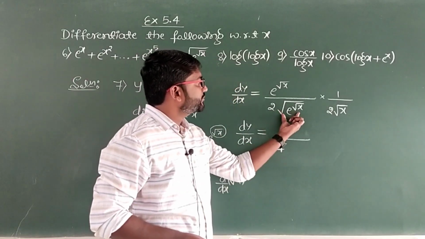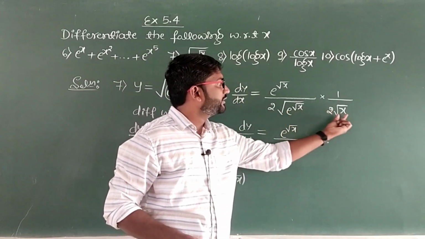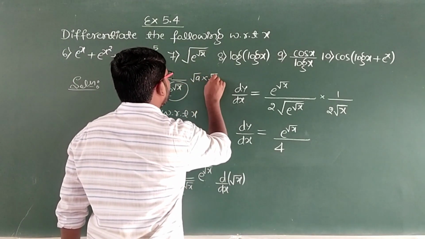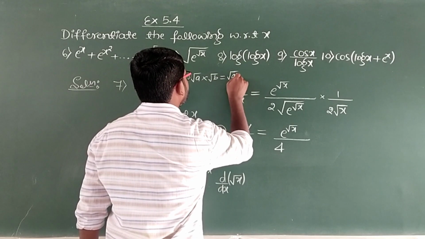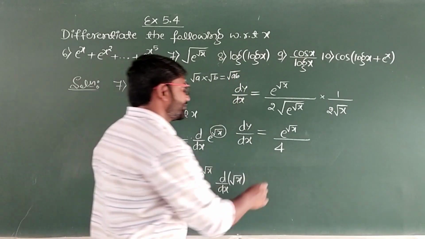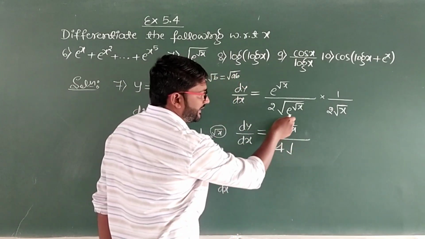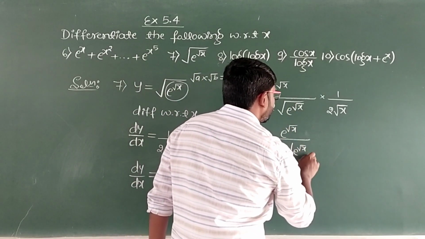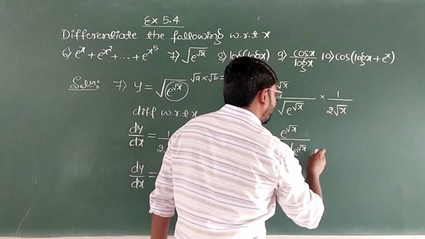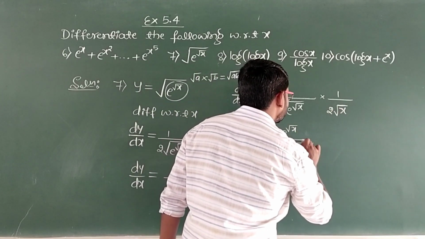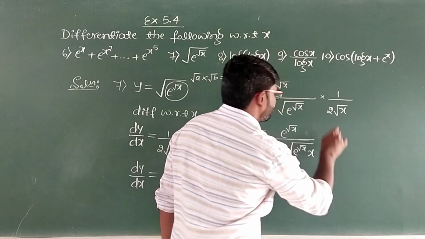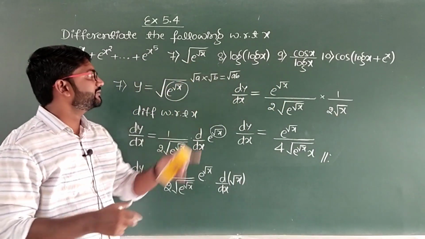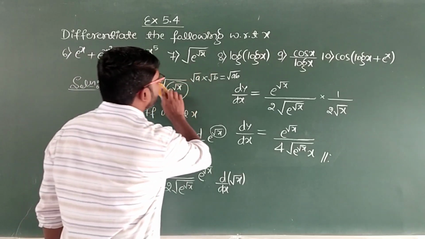Now, these two are in the form of root a into root b. So, root a into root b can be written as root ab. So, square root of, what is a here? A is nothing but e power root x. So, e power root x into b. B means it is x. So, this is the final answer for the question number 7. So, mark this as important for 1 mark. Question number 7 is important for 1 mark. Note down this, then we will take up question number 8.